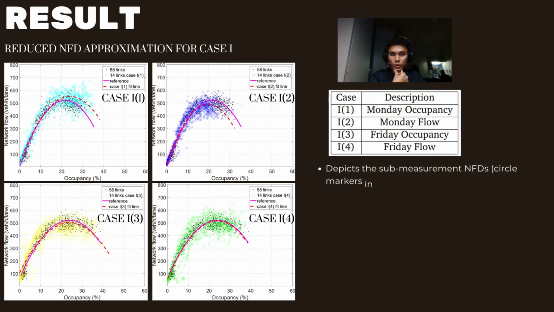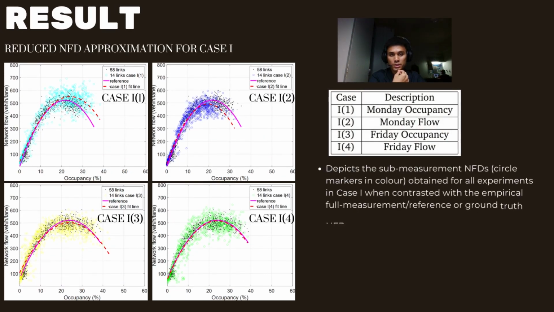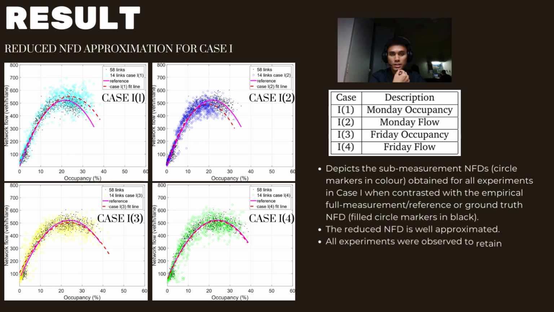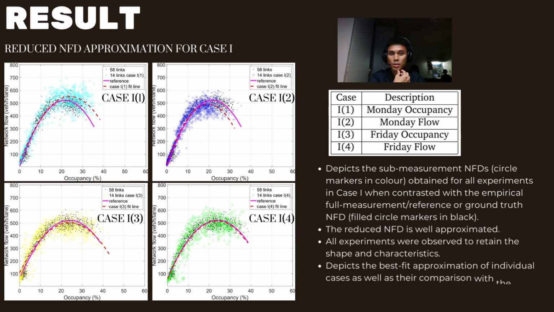So these are the results for case 1, which is reduced NFD approximation. This figure depicts the sub-measurement NFDs, circle markers in color, obtained from all experiments in case 1 when contrasted with the empirical full measurement or reference or ground truth NFD, filled circle markers in black. As can be seen, the reduced NFD is well approximated, although by using 40 links. All experiments were observed to retain the shape and characteristic of the operational full measurement diagram.